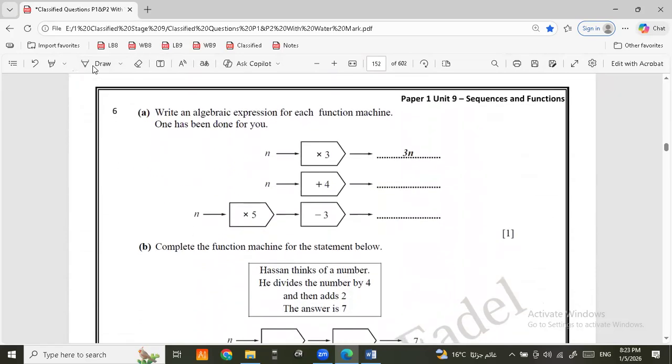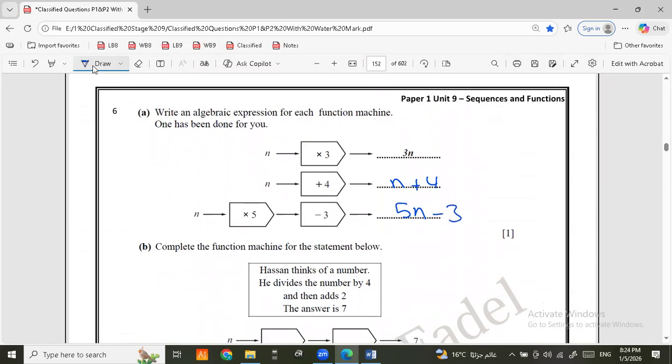Write an algebraic expression for each function machine. One has been done for you. n times 3 is 3n. n plus 4 is n plus 4. n times 5 is 5n. But then minus 3, so minus 3.